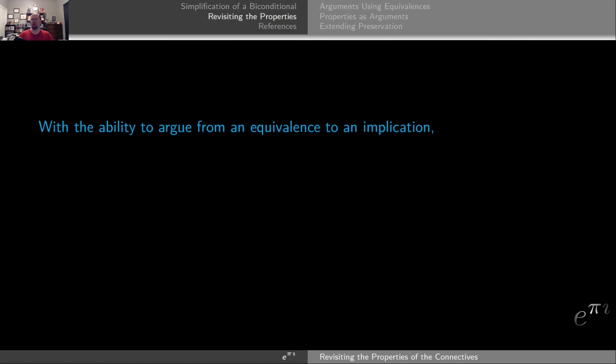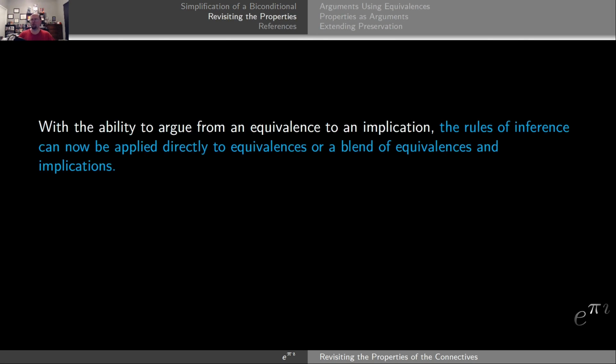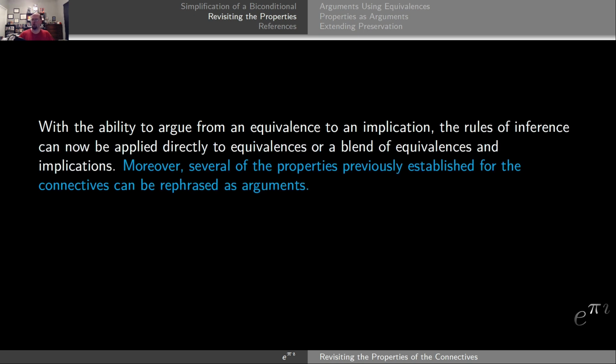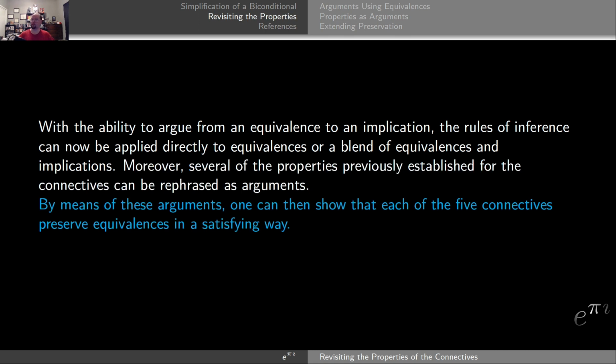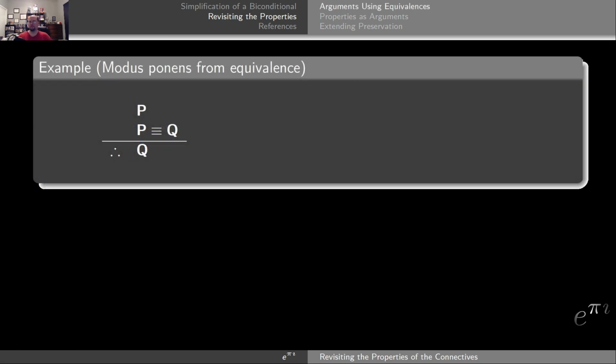With the ability to argue from an equivalence to an implication, the rules of inference can now be applied directly to equivalences or a blend of equivalences and implications. Moreover, several of the properties previously established for the connectives can be rephrased as arguments. By means of these arguments, one can then show that each of the 5 connectives preserve equivalences in a satisfying way. Let's start by showing that modus ponens can be used with an equivalence.